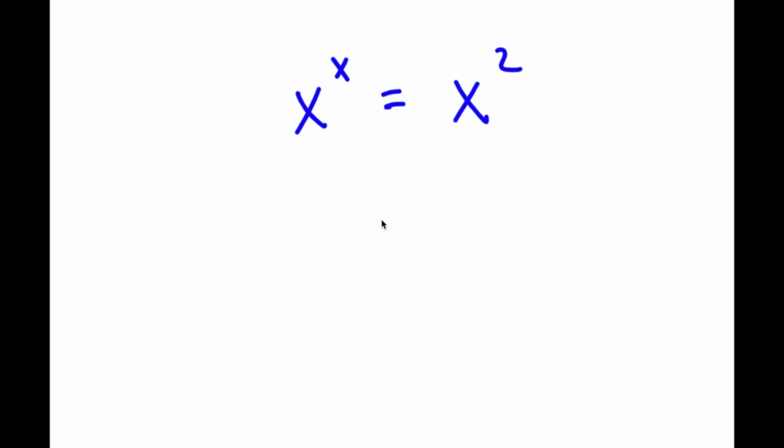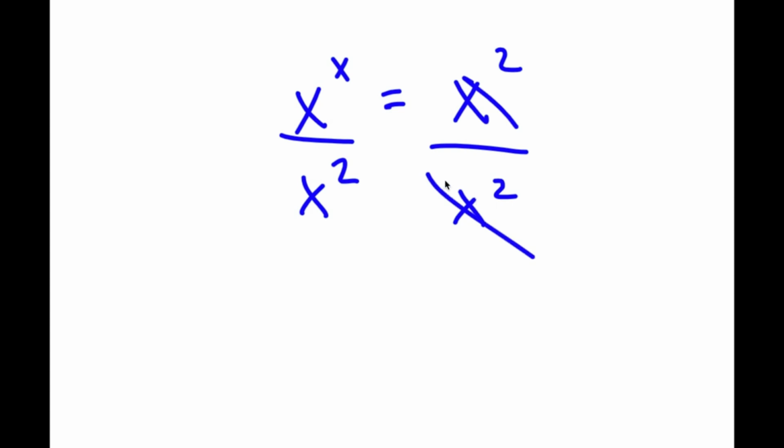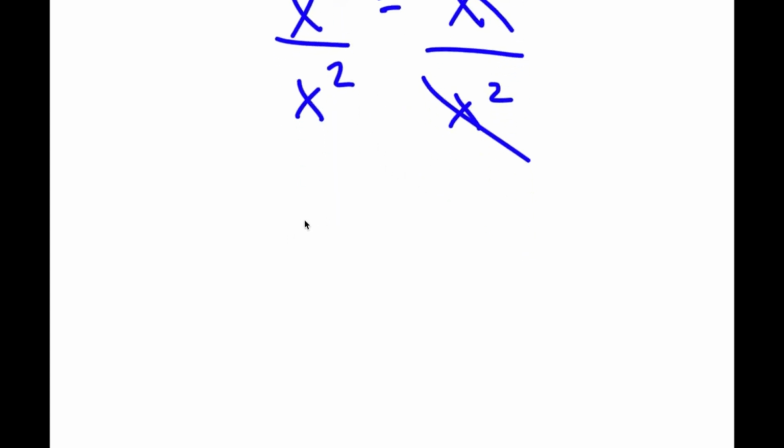Alright, so for this problem, I have x to the power of x is equal to x to the power of 2. So, to solve this, I'm going to first start by dividing both sides by x to the power of 2. So then these two cancel out, and now I'll be left with x to the power of x over x to the power of 2 is equal to 1.